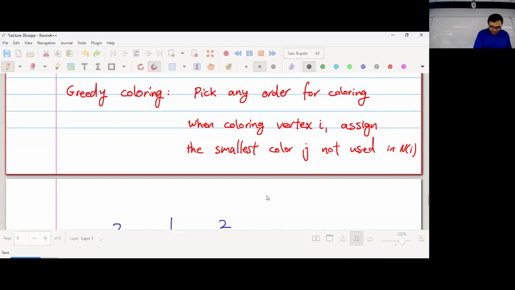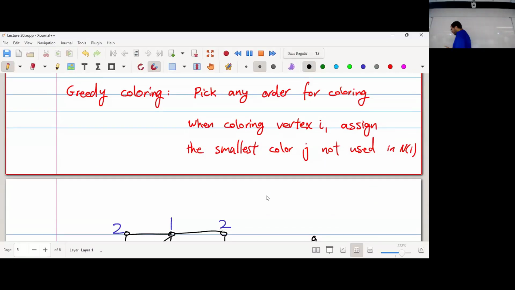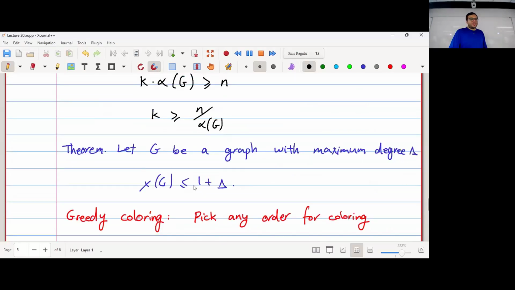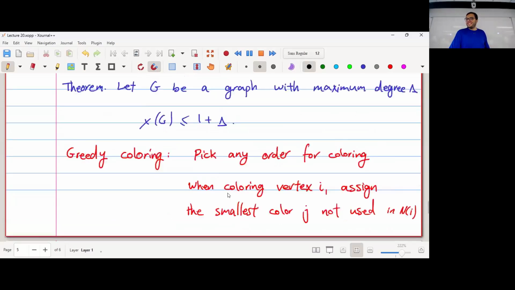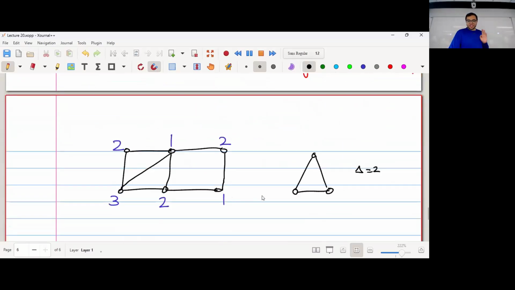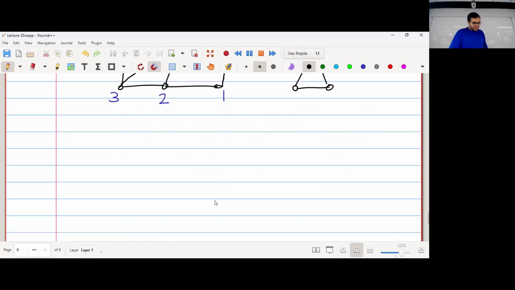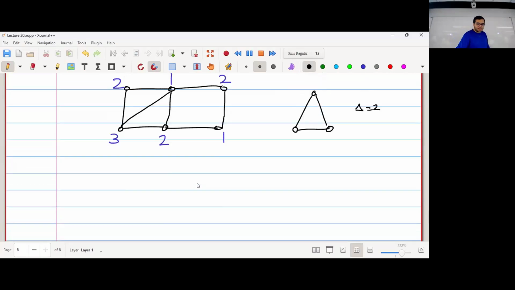Now, there is a very interesting theorem of Brooks, which we're not going to cover in this course, which says that these are the only graphs where you need delta plus 1 colors. So in any other graph, delta colors are enough. Okay. So the only graphs that actually need delta plus 1 colors are the odd cycles and the complete graphs. But anyway, let's try to do something else.